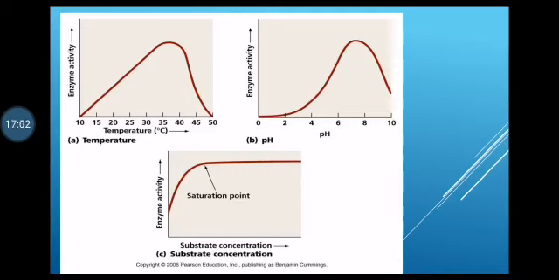Here you can see the three graphs showing the three factors affecting the rate of enzyme action. The first graph is of the temperature, the second one is of pH, and the third one is of the substrate concentration.